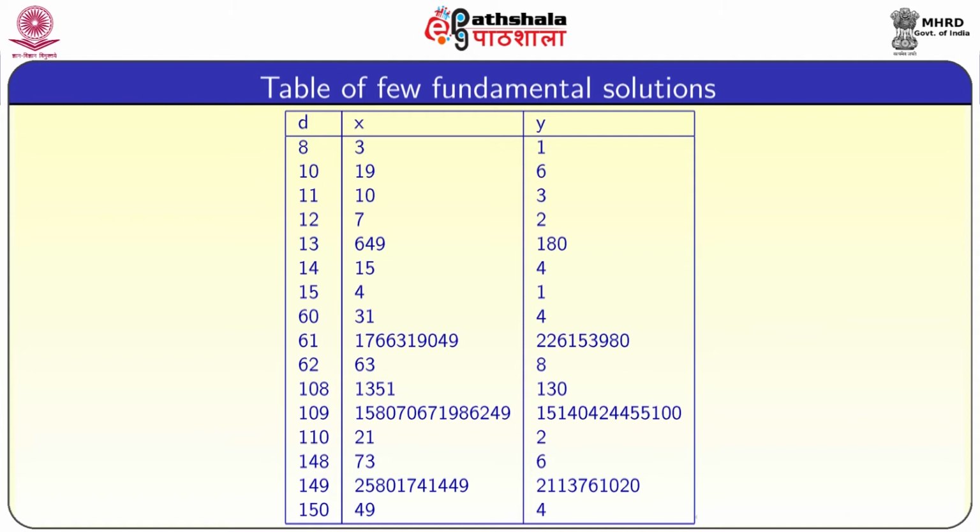If you look at the table carefully, then for some values of d, the fundamental solution is very large. For example, for 12 the fundamental solution is (7, 2), whereas for 13 it is (649, 180), whereas immediately for 14 it is (15, 4). Similarly, for 61, 109 and 149, the fundamental solution is very large. So, that is why the problem is very interesting and difficult.